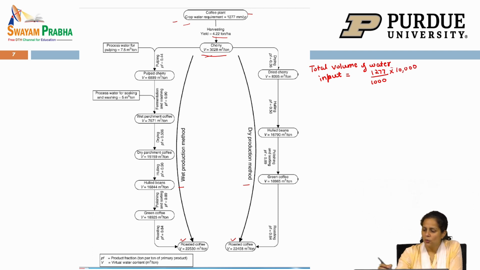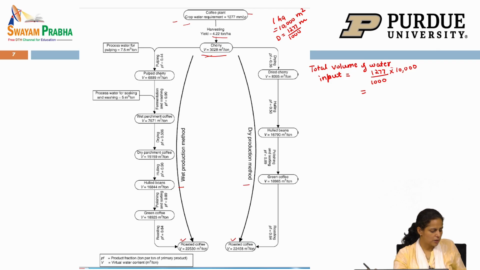So, we have 1 hectare is equal to 10,000 meter square. So, 1 hectare is the area is 10,000 meter square and the depth of the water is 1277 by 1000 meter. So, we converted the millimeters into meter, and when you multiply this depth by the area, you will get the volume of water that is being consumed per hectare for the coffee plantation. So, that value will come about to be 12770 meter cube per hectare.